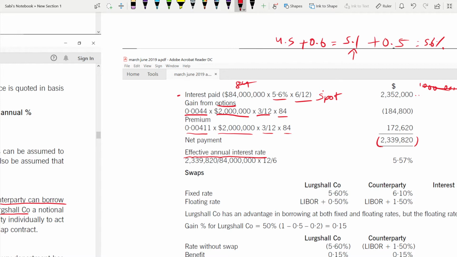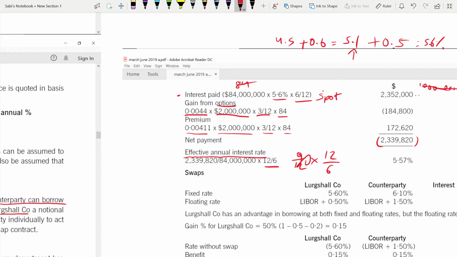Sometimes you don't have to calculate this. Sometimes you have to do this. Usually in interest rate risk management, you have to find the effective annual interest rate. So your effective annual interest rate is the net payment divided by 84 million, because that is your amount you have to hedge, into 12 over 6. Why 12 over 6? It is for 6 months, so you have to reverse it. It will be 12 over 6.